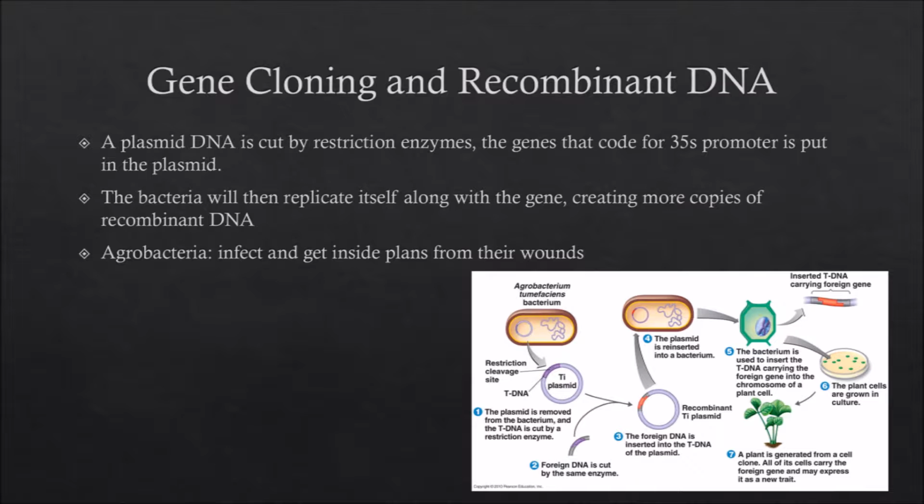Next, I'll explain the process of making 35S promoter. A plasmid DNA is cut by restriction enzymes. Next, the genes that code for 35S promoter are put in the plasmid. The bacteria will then replicate itself along with the gene, creating more copies of the recombinant DNA. Scientists normally use agrobacterium plasmid because agrobacteria can get into and infect a plant through their wounds.